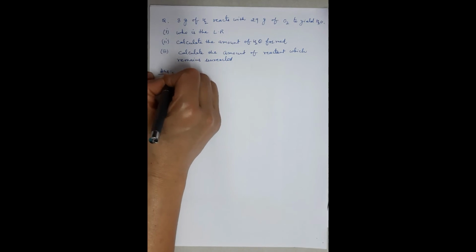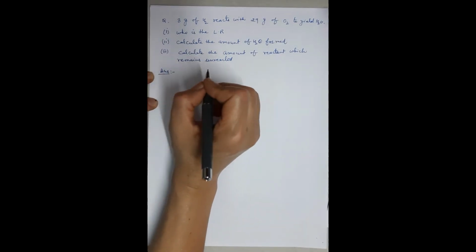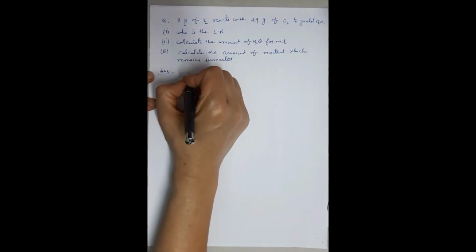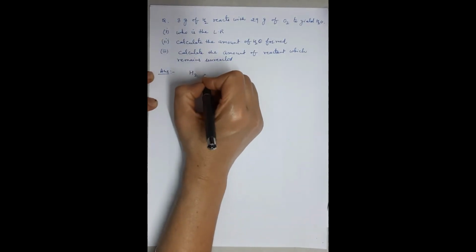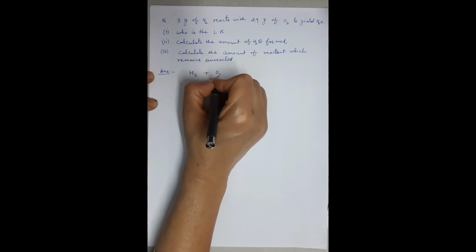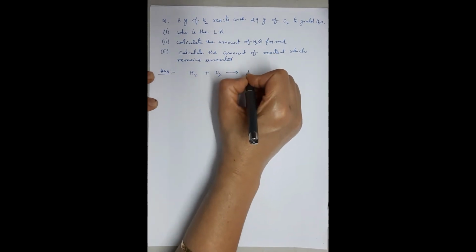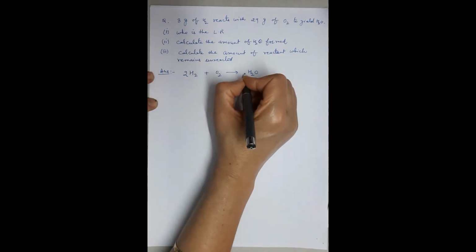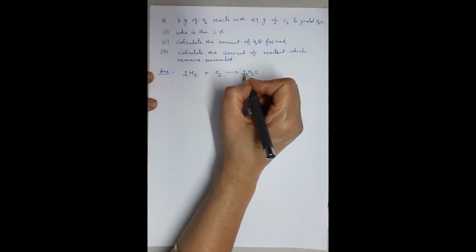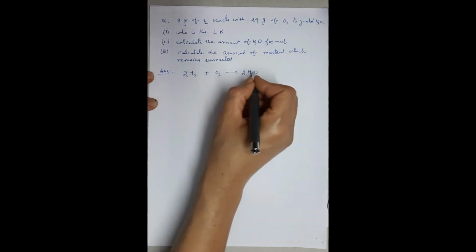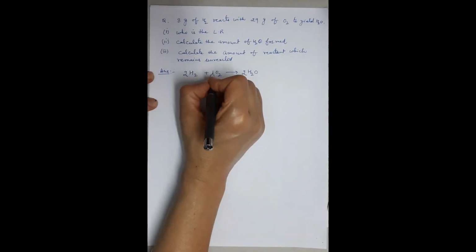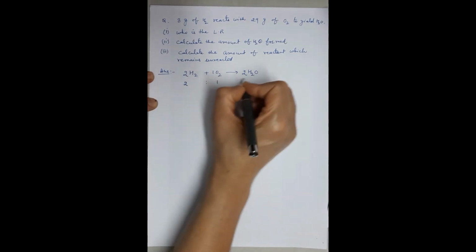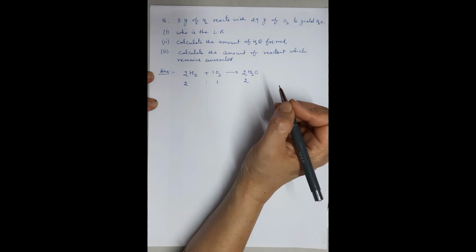First important point in this numerical is you must write down the balanced chemical equation. So what they are saying, hydrogen and oxygen, they react together. So I'll say H2 and O2, they react together and they form H2O. Balance the reaction. So it is 2H2 plus 1O2 gives you 2H2O. Mole wise, if you see, they are reacting in the ratio of 2:1:2.